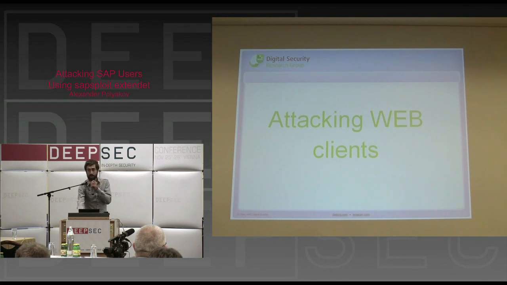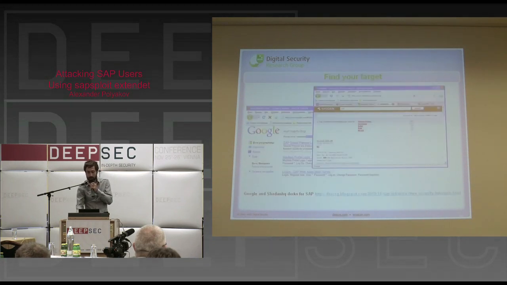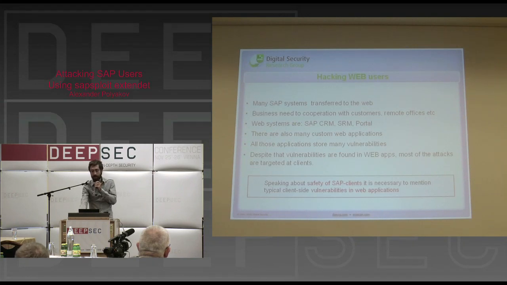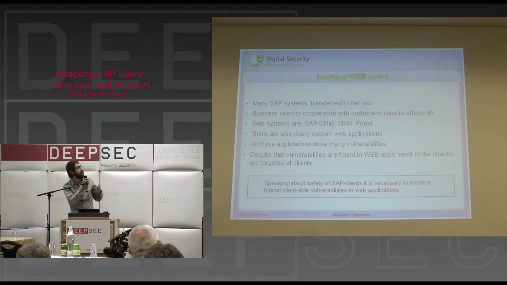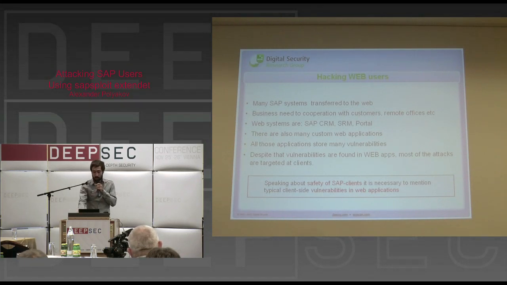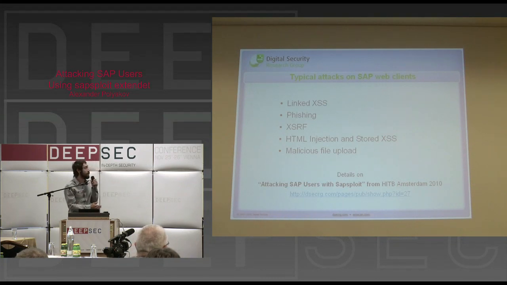So about the web clients, you can also attack the web clients, and you can also find the SAP servers using SAP dorks for Google and Shodan. But about the web attacks, many SAP servers and much SAP software are now on the web, and you can attack the web users. All the typical web vulnerabilities exist in SAP. So if you're interested, you can read the details from my previous presentation.